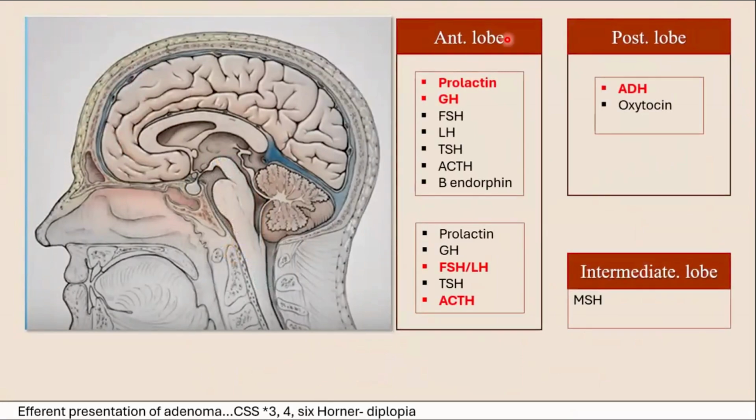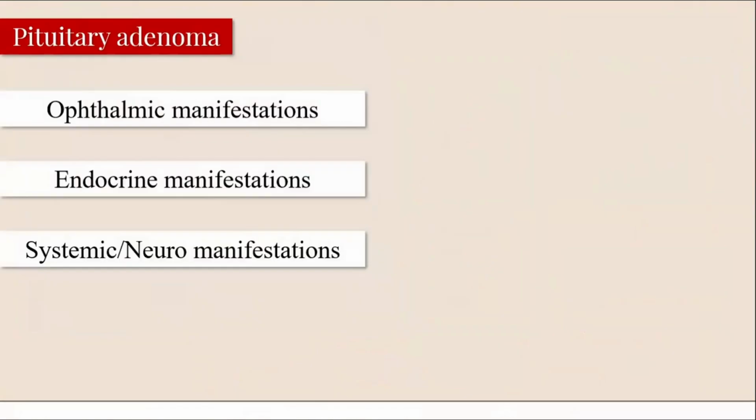We have the anterior lobe, posterior lobe, intermediate lobe, and some hormones. You need to know the manifestations of prolactinoma and increased growth hormone. We can categorize the manifestations into 3 categories. Practice answering this in an organized manner.